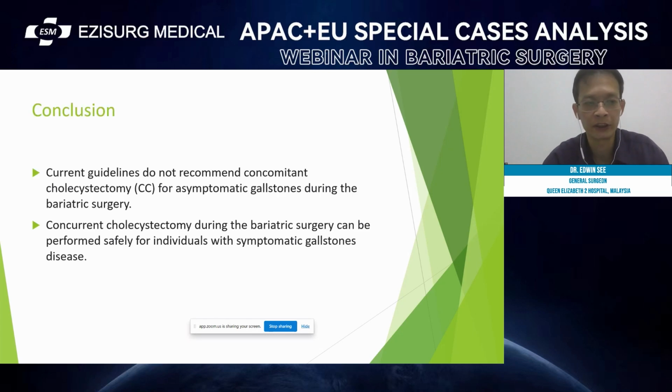So in conclusion, current guidelines do not recommend concomitant cholecystectomy for asymptomatic gallstones during bariatric surgery. However, concurrent cholecystectomy during bariatric surgery can be performed safely for individuals with symptomatic gallstones.